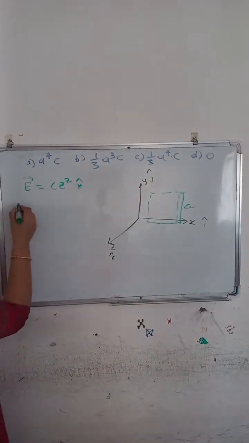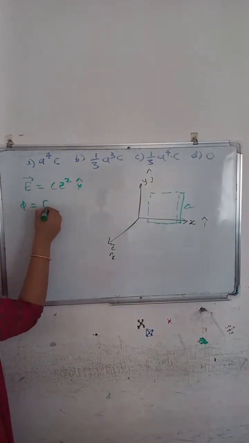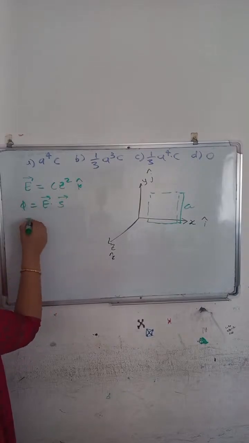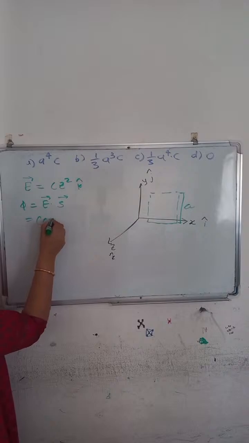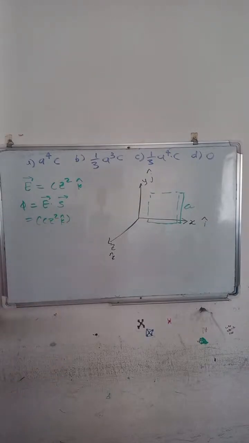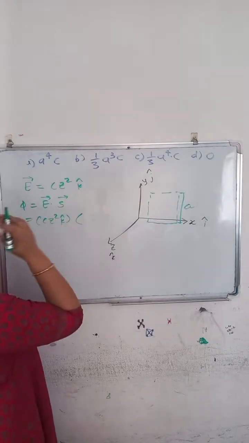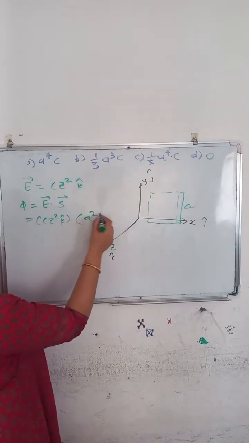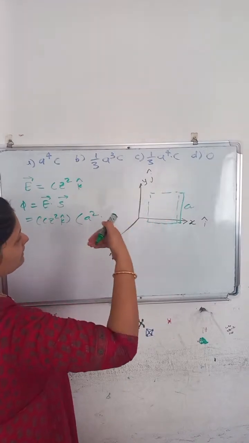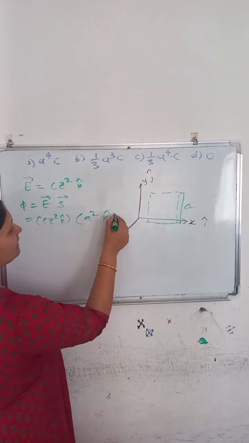So I know that flux phi is nothing but E dot S bar, correct? So E, I know, is CZ square K cap. Now very important, S I have to calculate. S is nothing but the area of the square sheet, which is A square, and that area vector is parallel, coming out, that is K cap.